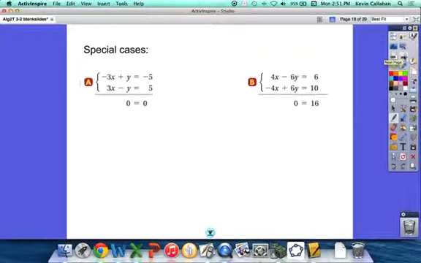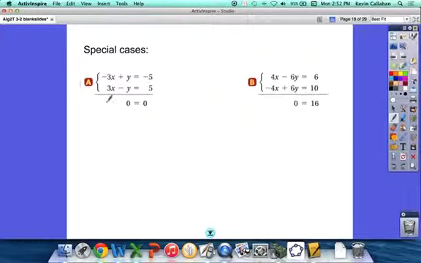All right, now there's two special cases here, and these are already worked out to a point. Notice in this first one that the coefficients are opposite, actually on both variables. So what happens when I add the two equations together? Yeah, the x's and the y's are eliminated in the same step. And now on the right-hand side, negative 5 plus 5 is 0.